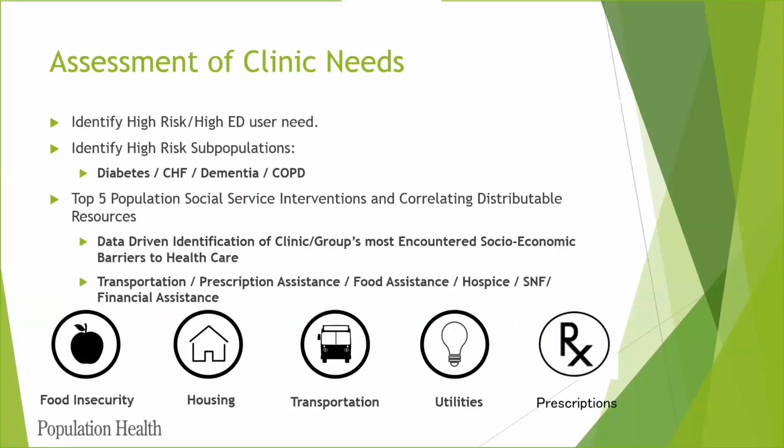So assessment of clinic needs is identifying your high-risk, high-ED users, okay? Starting by identifying a high-risk subpopulation, such as diabetes, CHF, dementia, or COPD, you can start to develop a top 5 population, social services intervention, and the correlating distributable resources. So this is using a data-driven identification process of your highest risk users and starting to develop a way to assist them with the barriers to their health care. A lot of this is identifying whether it's transportation, prescription assistance, food assistance, hospice, skilled nursing facility placement, or just general financial assistance.